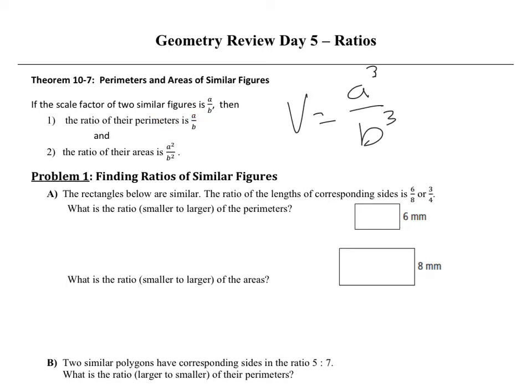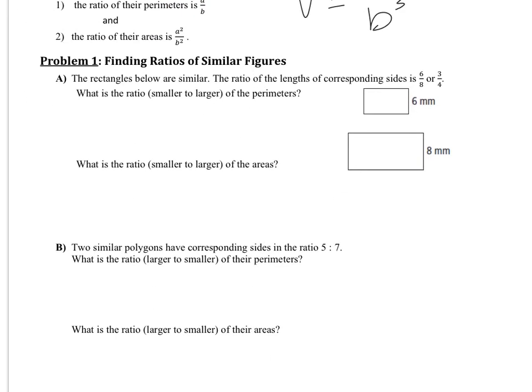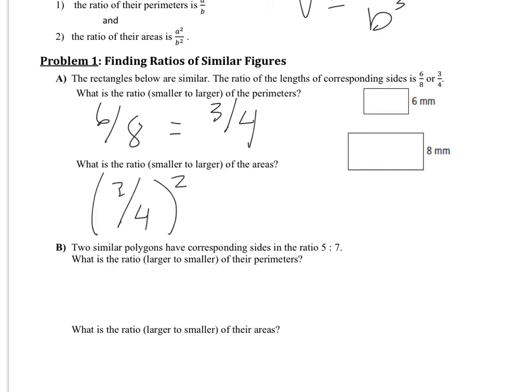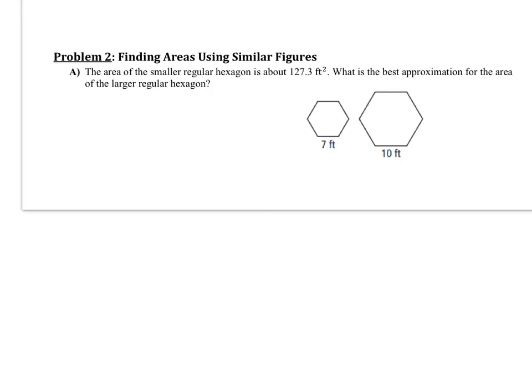So for this first one, I'm looking for just the perimeter ratio. So it'd be 6 to 8. You should always simplify ratios though, always simplify ratios. So this would be 3 to 4. Now when I'm looking for my area ratio, it's taking that and squaring it. So you square the top and the bottom. So 3 squared is 9, 4 squared is 16. So that's my perimeter and area ratio for that first one.